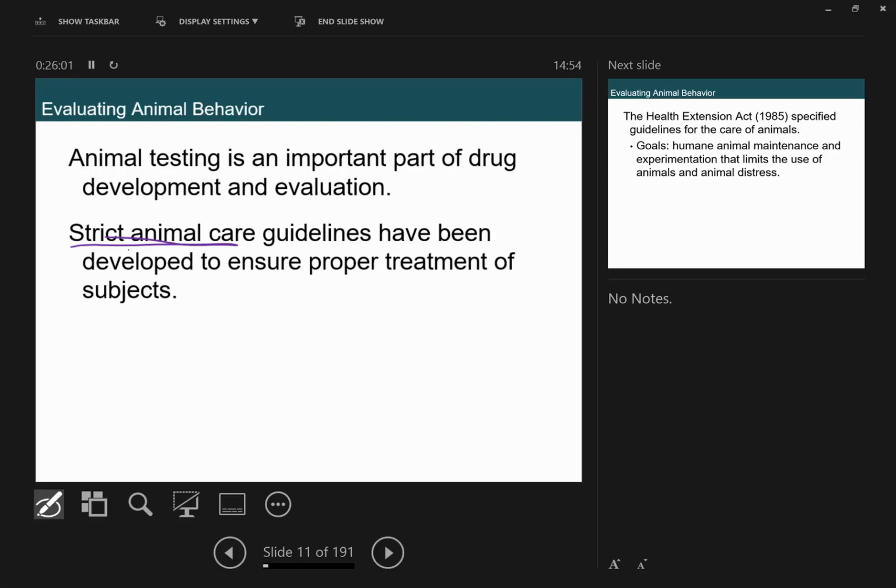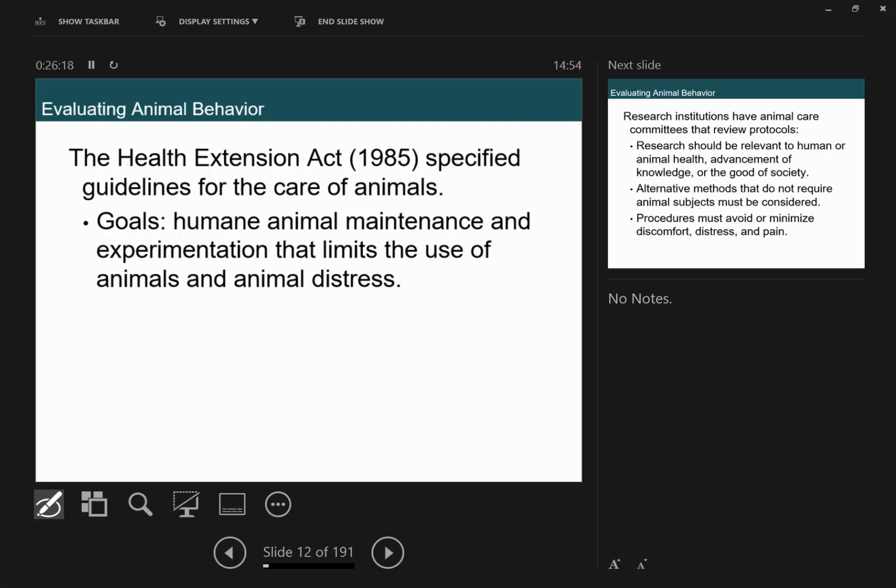And in fact, there are very strict regulations about how much space each animal needs, and if you need for some reason to conduct an experiment that violates those basic rules, you have to justify that. You have to justify it quite a bit. Okay, there are a number of federal laws that govern this humane treatment of animals.